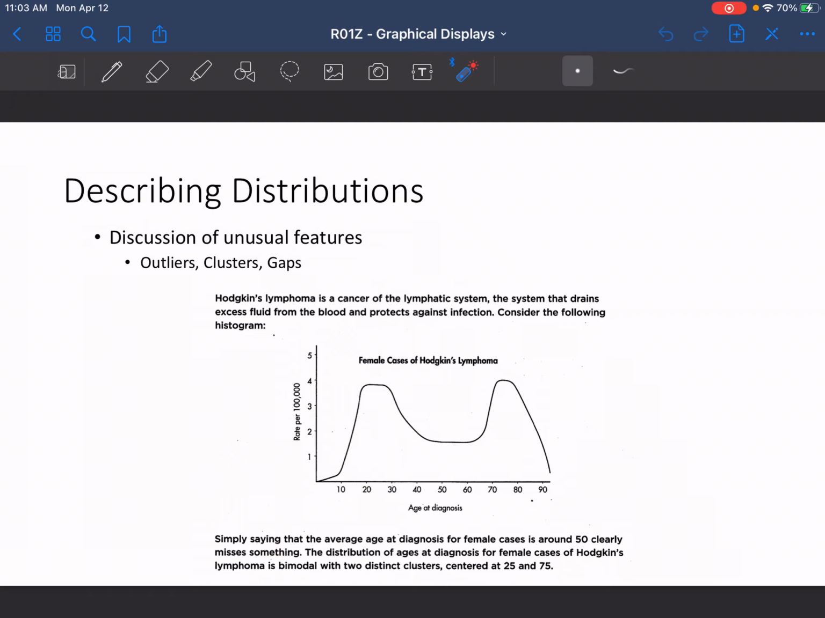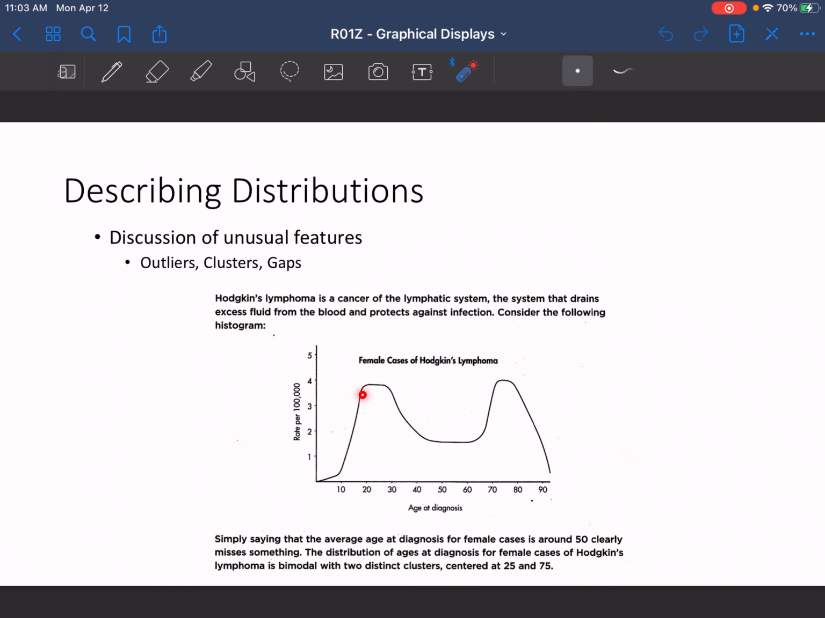Instead, what we would say is that the distribution of ages at diagnosis for female cases of Hodgkin's lymphoma is bimodal, because it has 2 peaks right here, with 2 distinct clusters that are centered around 25 right here and 75 right here. So that's really what we want to describe. Not necessarily that this is a normal distribution, but more the shape that is bimodal. I would say that you could probably get away with saying that there's a center at 50, but you would also want to note that the center of each peak for this bimodal distribution lies about 25 and 75 as well.